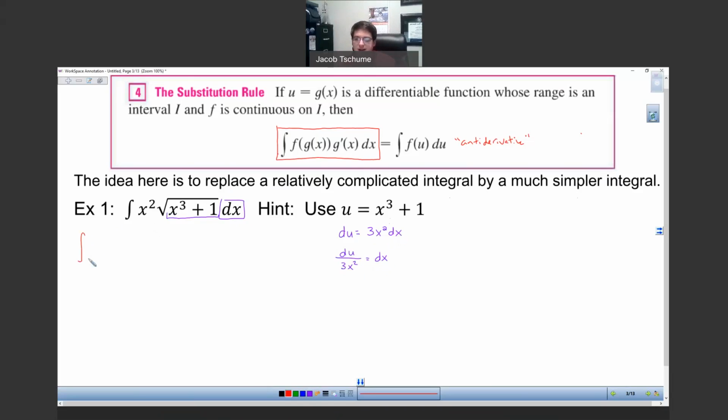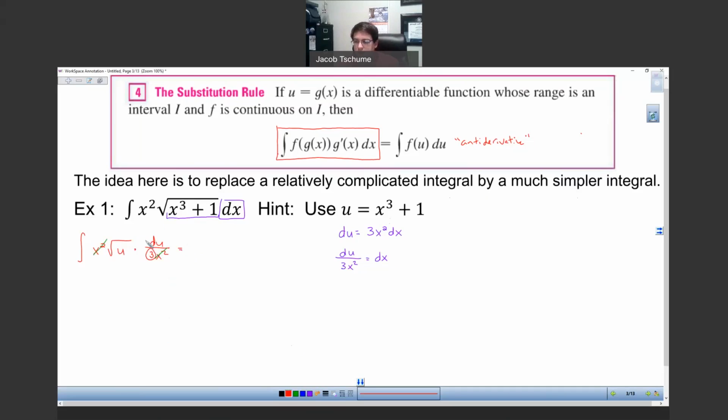This can be rewritten as the indefinite integral of x squared times the square root of u times my dx term, which is du over 3x squared. And what should happen the majority of the time is that when you plug your linear operators in, you notice that all of your x's will usually cancel. Now, if they don't, that's usually an issue that we'll talk about in a little bit. But for now, everything should cancel.